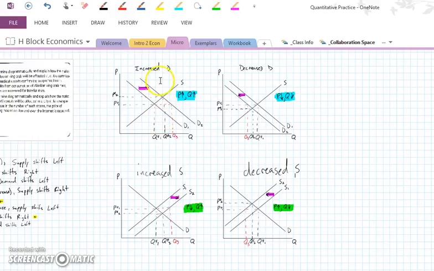So across the top, these two have to do with changes to demand. We have an increase to demand. We see demand is shifted to the right. And a decrease to demand. We see demand is shifted to the left.